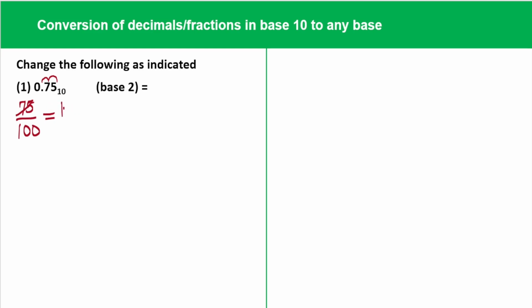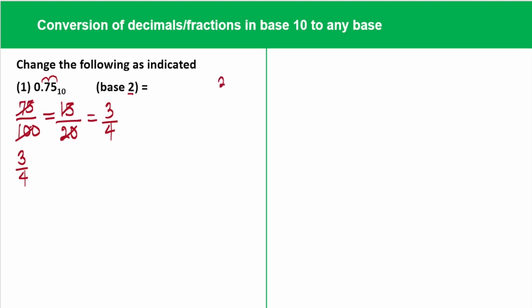5 in 75 is 15. 5 in 100 is 20. 5 in 15 is 3. 5 in 20 is 4. Therefore, 0.75 base 10 is equivalent to 3 over 4 in fraction. The next step will be to express this numerator as a multiple of the base we are converting into. Now, since we are converting into base 2, we will express this numerator as a multiple of base 2.